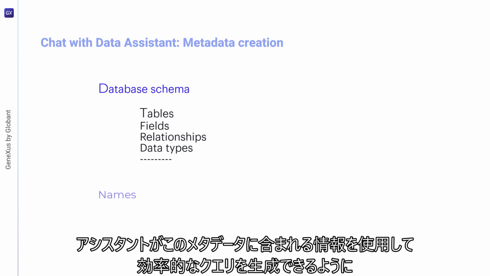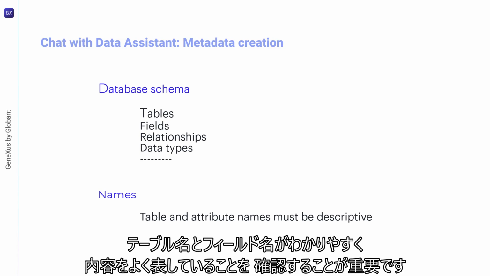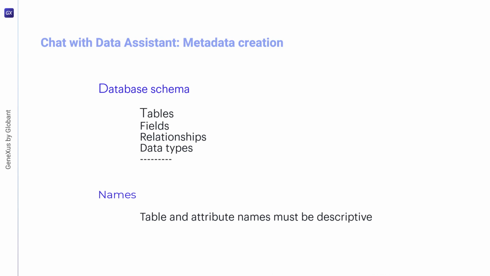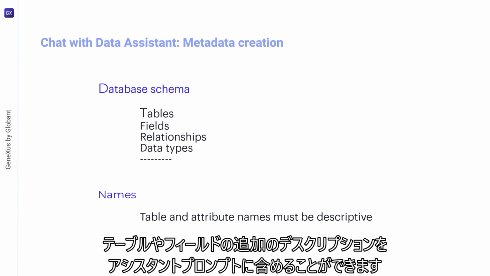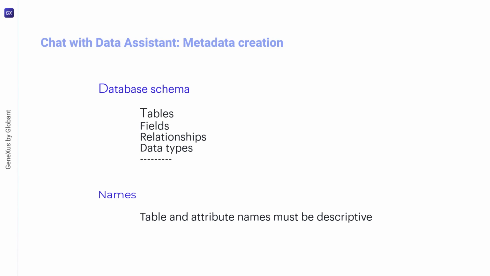It's important to make sure that the table and field names are descriptive and representative, so that the assistant can generate efficient queries using the information in this metadata. However, if this is not the case, additional table and field descriptions can be included in the assistant prompt.